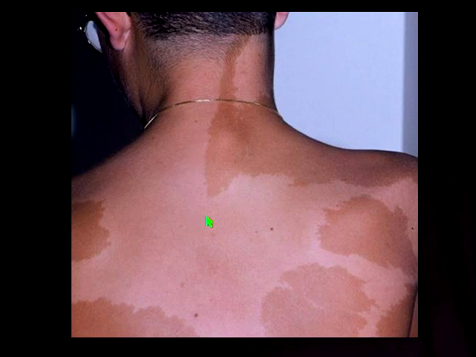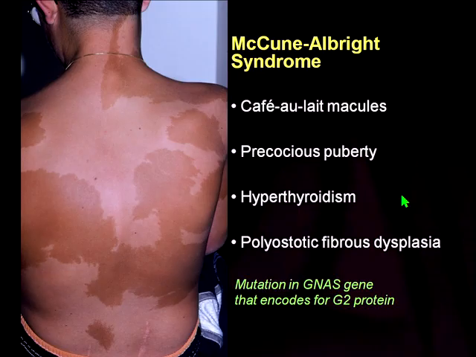He has these very large segmental cafe au lait, and you can see how different these are than the cafe au lait that we see in the setting of neurofibromatosis. And again, the clinical features of this condition include the cafe au lait macules, precocious puberty, characteristic skeletal abnormalities that are called polyostotic fibrous dysplasia. So it's basically replacing the normal bony tissue with fibrous tissue, which can lead to many problems for these individuals. And this is due to a completely different gene mutation in the GNAS gene.